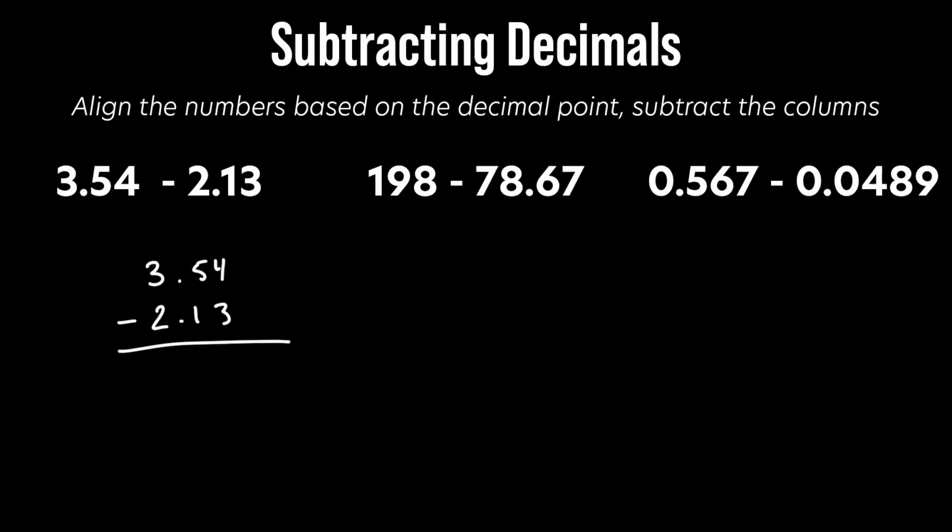Now, as we subtract down, 4 minus 3 is 1, 5 minus 1 is 4, and 3 minus 2 is 1. And we have to bring the decimal point down to our final answer, and we get 1.41. Let's try the next problem.